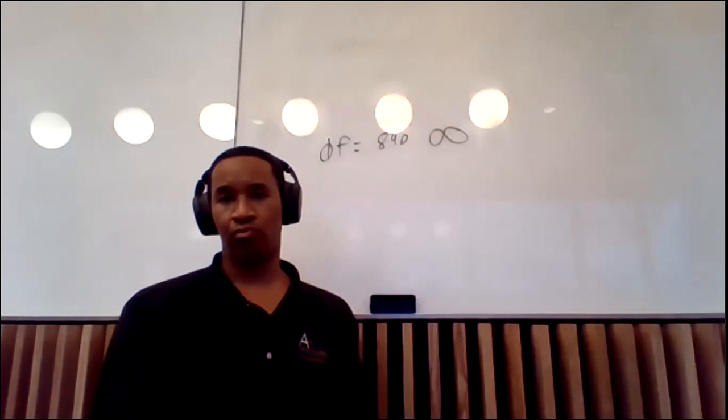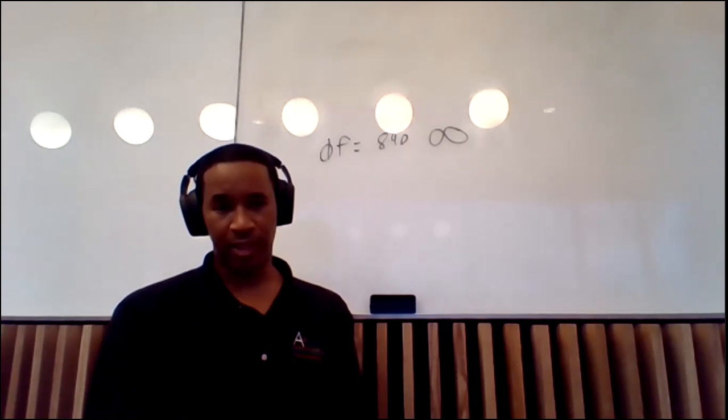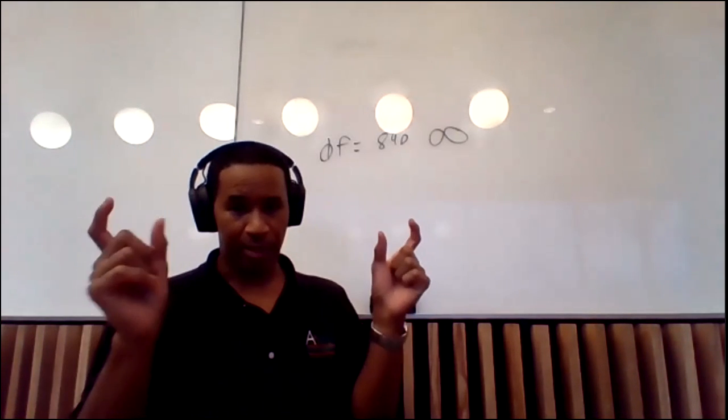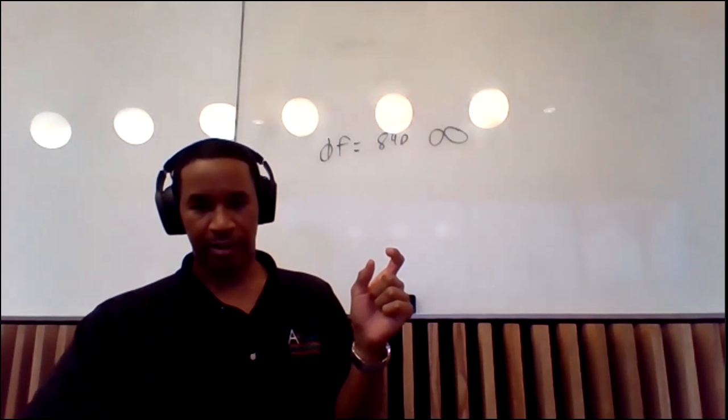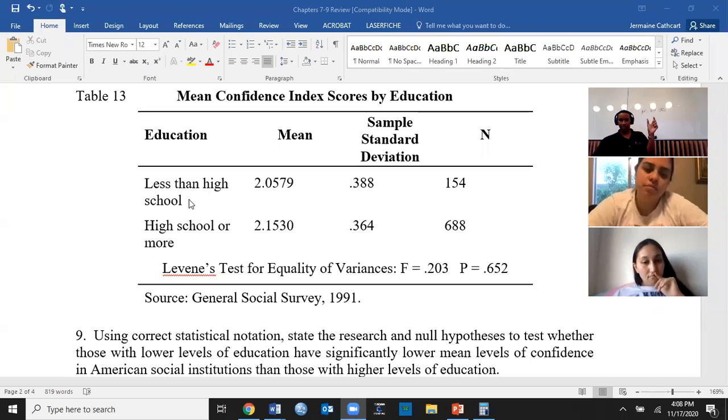Two-tailed test. Now, make sure you understand that there's a difference between a two-sample and a two-tailed. When you're doing a two-sample, you're pulling two samples, right? So here we have a sample of people who have less than high school education, and a second sample of people who have high school or more. So that's two separate samples, with an N of 154 and an N of 688.